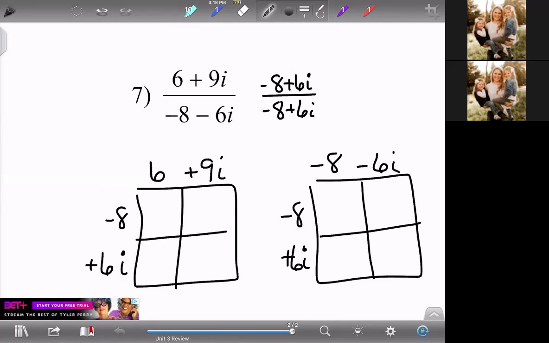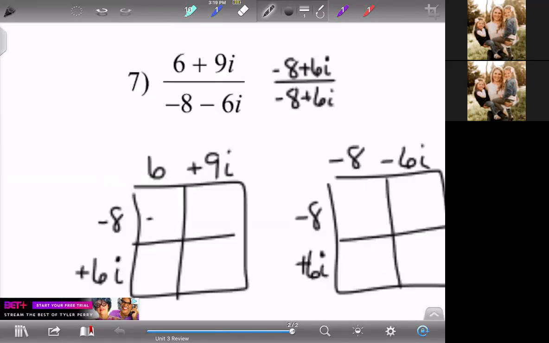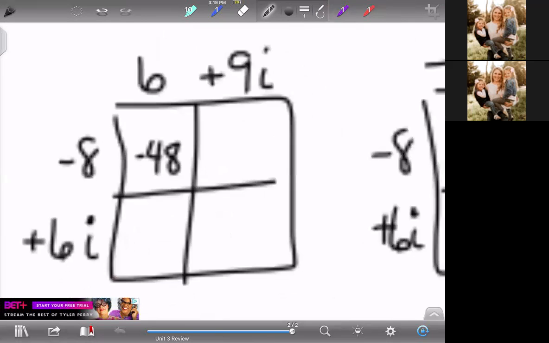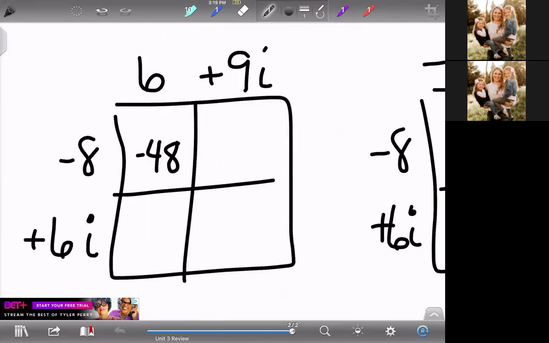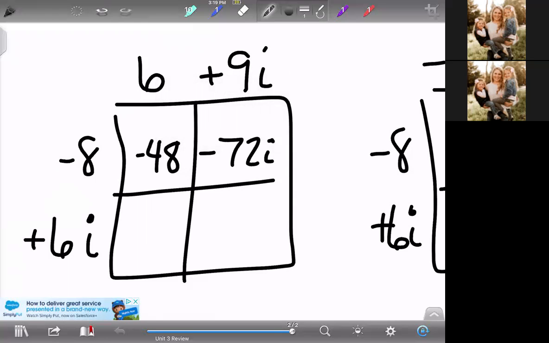So I'm going to fill out my boxes here. Looking at the first box, 6 times -8, -48. 9i times -8 is -72i. 6 times 6i is 36i. 9i times 6i is 54i squared. i squared gets taken out and replaced with -1. -1 times 54 is -54.